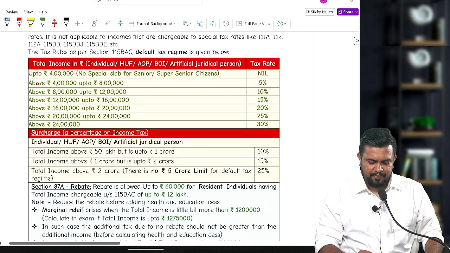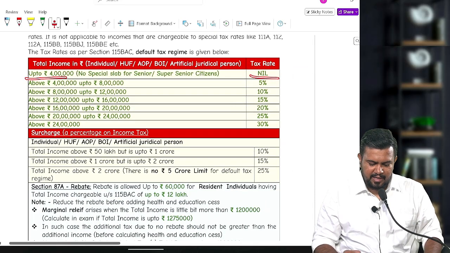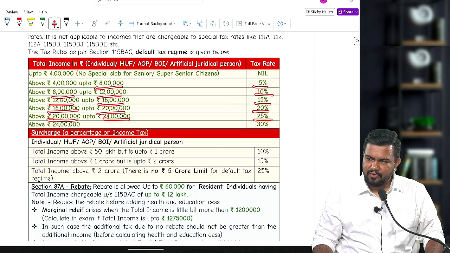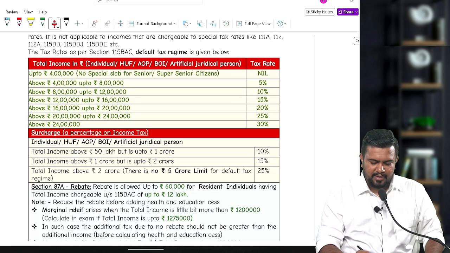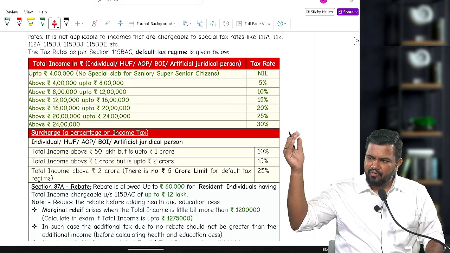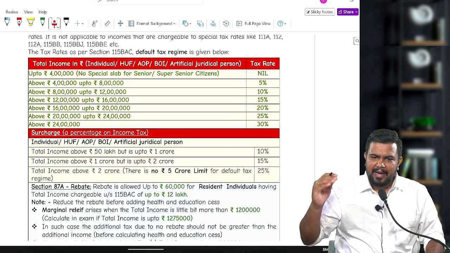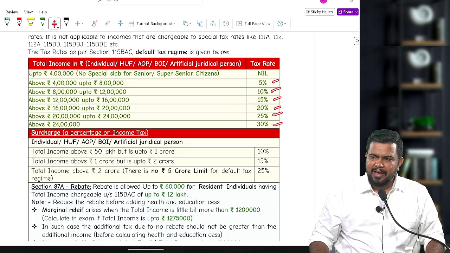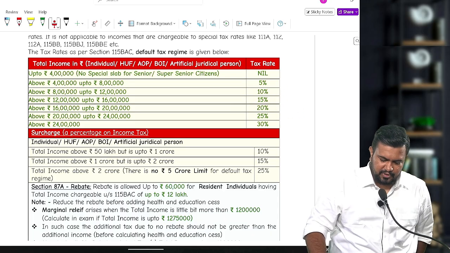Now what are the tax rates? Up to 4 lakhs no tax, above 4 lakh up to 8 lakhs 5%, above 8 lakh up to 12 lakh 10%, above 12 lakh up to 16 lakh 15%, above 16 lakh up to 20 lakh 20%, above 20 lakh up to 24 lakhs 25%, and above 24 lakhs 30% tax. So it means the slab will increase by 4 lakhs: 4, 8, 12, 16, 20, 24. And the tax increases by 5: 0, 5, 10, 15, 20, 25 and 30. So above 24 lakhs, 30% tax.